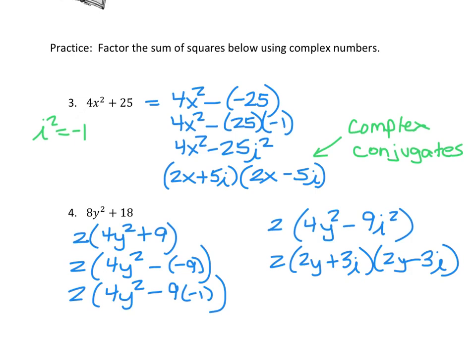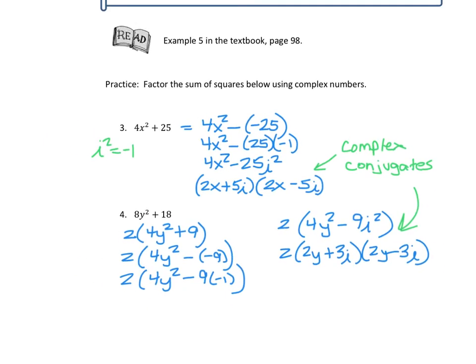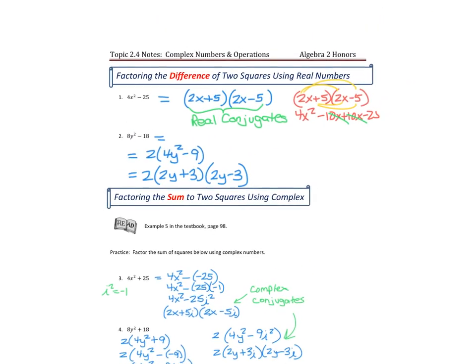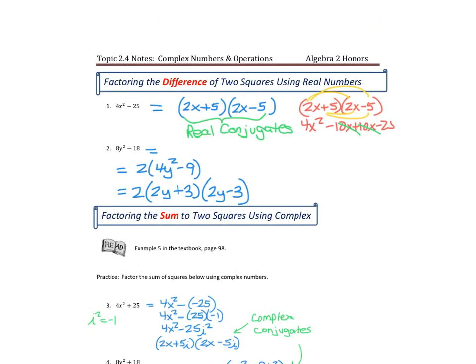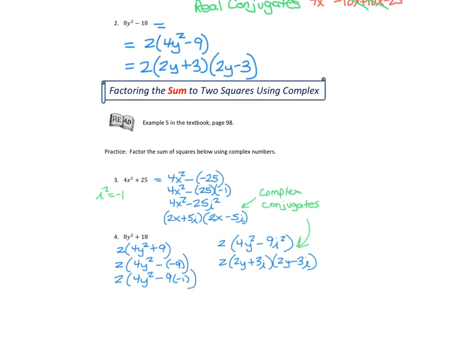So the summary here, the takeaway, is that when I factor the difference, in other words, subtraction, the difference of two perfect squares, I end up with real conjugates out. Likewise, when I factor the sum of two perfect squares, I'm going to end up with complex conjugates out.